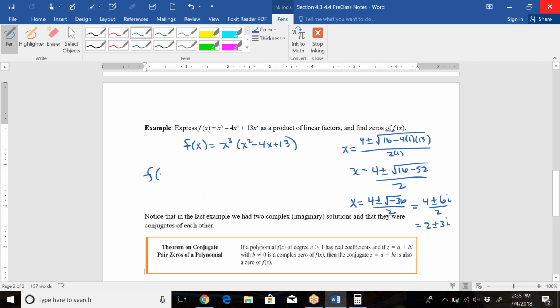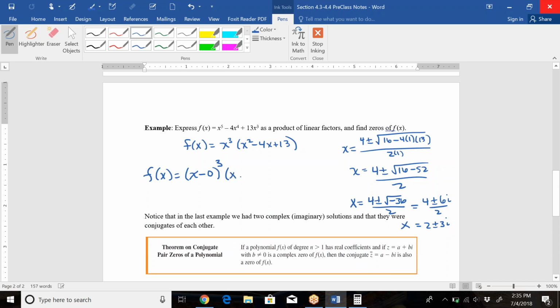So we need to look at this as f of x equals. Typically, if you just have an x out front, we like to emphasize what that answer is. x equals 0 when it's 0. So x minus 0 cubed. So notice this is still a linear factor. We're just saying that it repeats 3 times. And then we have these two zeros.